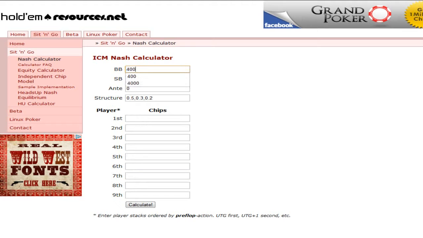The big blind was 4,000 chips, small blind was 2,000, the ante was 800, and the structure I copied right now from a PokerStars lobby, where I opened it and saw what the structure is when there's only 50 players.